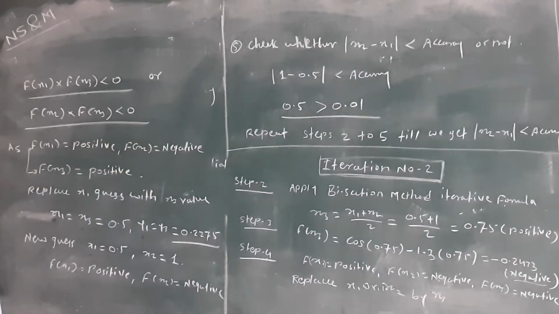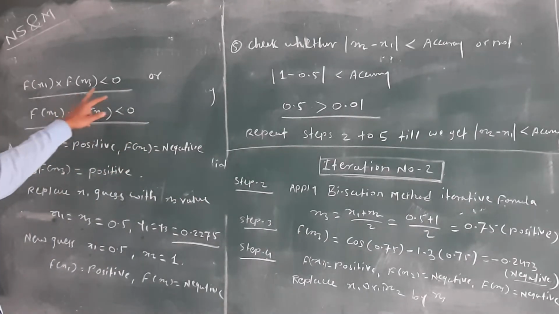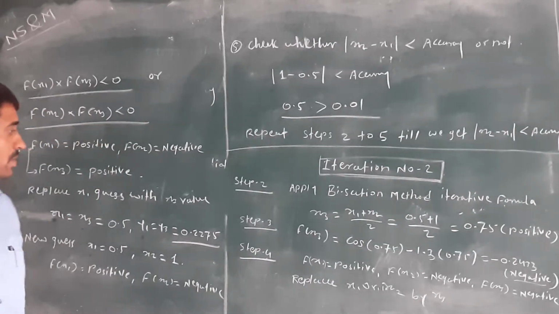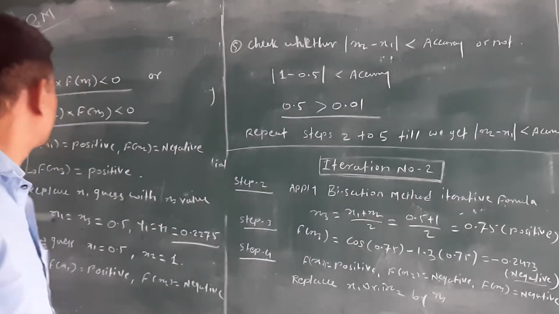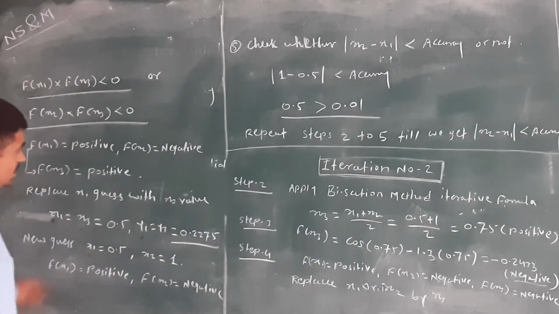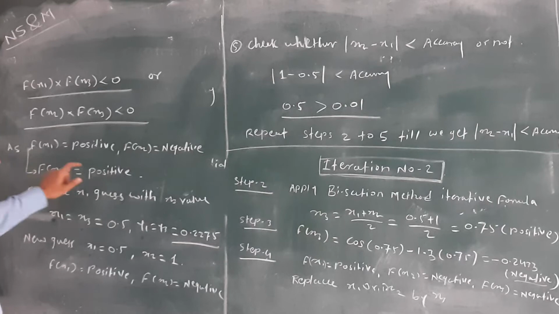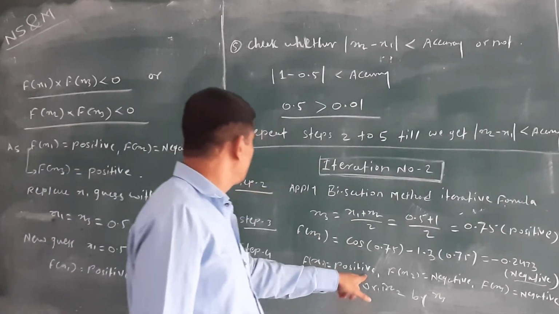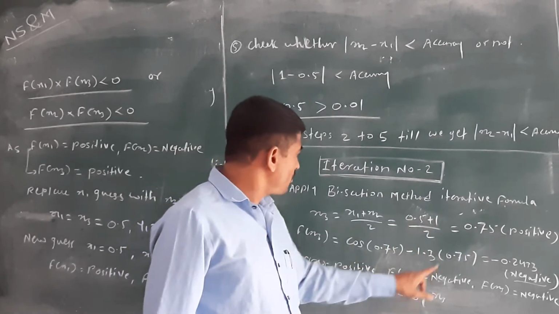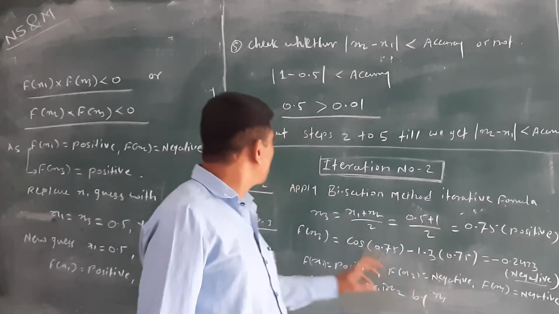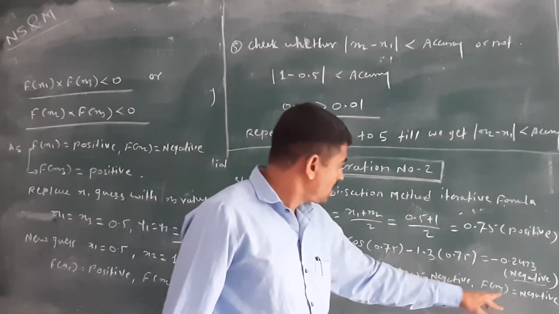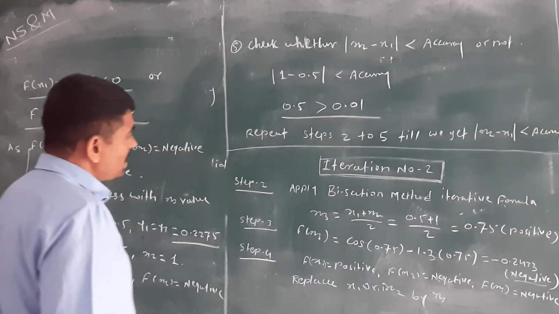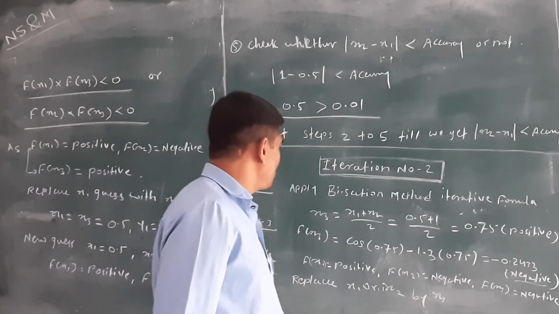Check f of x1 into f of x3 less than 0, or f of x2 into f of x3 less than 0. You have to check that condition. I have written here directly, f of x1 is positive. We have already f of x1 at 0.5 positive. F of x2, we get the negative value, and f of x3 again the negative value. That's why replace x1 or x2 by x3.